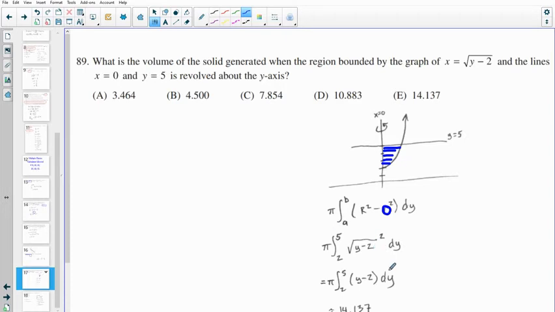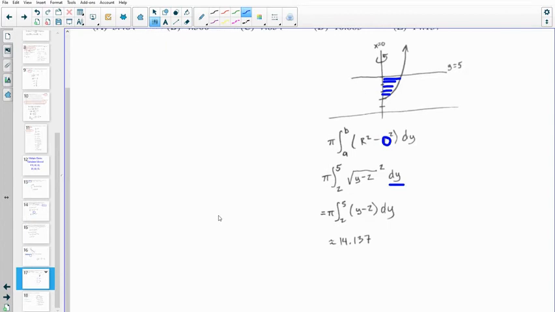At that point, I've got this integral. The function is the radius, the distance from the axis of revolution to the point on the region that's farthest away. My limits of integration are in terms of y because I'm slicing it up this way. And so we're going from y equals 2 to y equals 5. And if you want to anti-differentiate, go ahead.